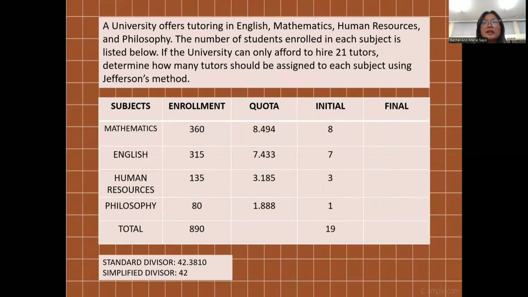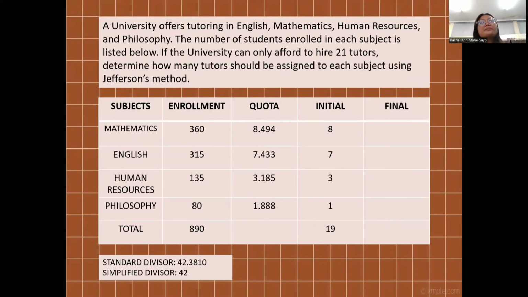Next, this one is Jefferson's method. If you can see here, this is the first table. The university offers tutoring in English, mathematics, human resources, and philosophy, four subjects in all. The number of students enrolled in each subject is listed below, as you can see in the data being shown. If the university can only afford to hire 21 tutors, determine how many tutors should be assigned to each subject using Jefferson's method.